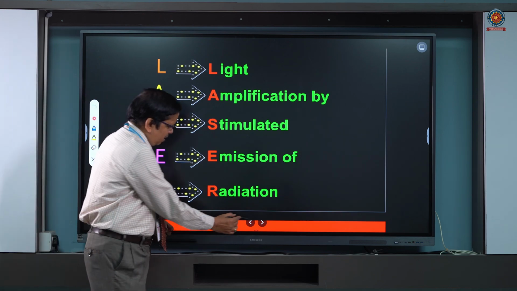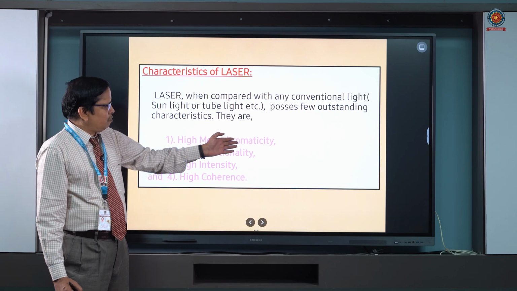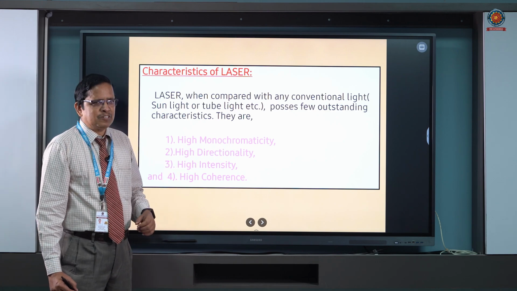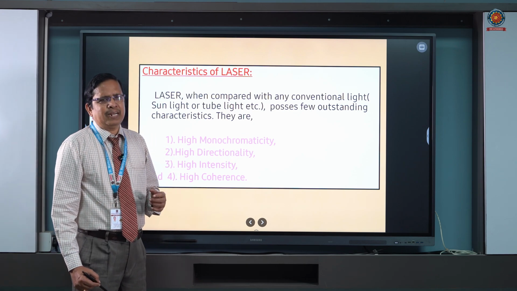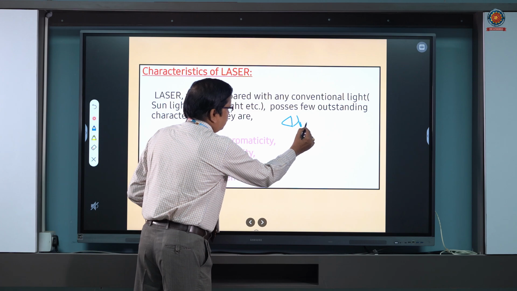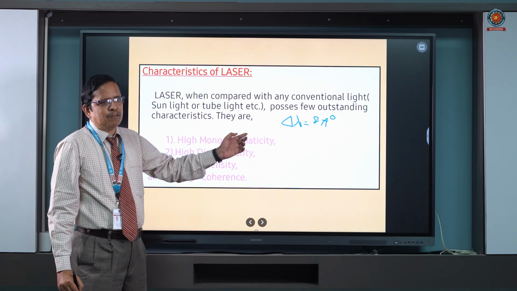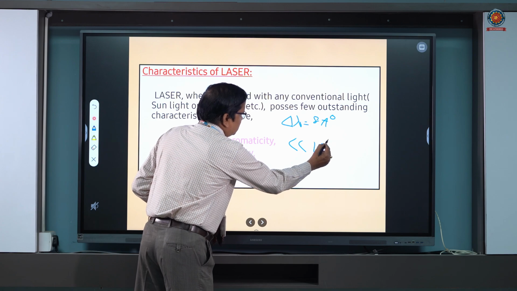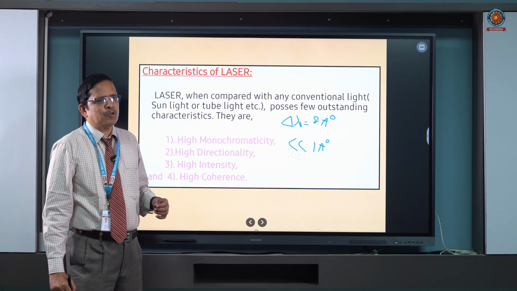The special characteristics of laser are as follows. The first property of laser is high monochromaticity. Here the term monochromaticity stands for single color, that means single wavelength. In fact, monochromaticity is identified by the parameter bandwidth. A sodium lamp, an ordinary lamp, will have a bandwidth of delta lambda equal to 8 angstroms. But the bandwidth of a laser beam is much less than 1 angstrom. That is one important property of a laser. That is why we say that laser is a highly monochromatic source.